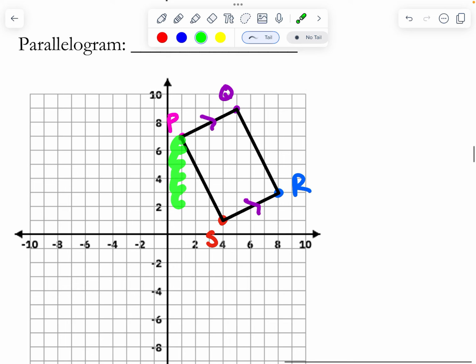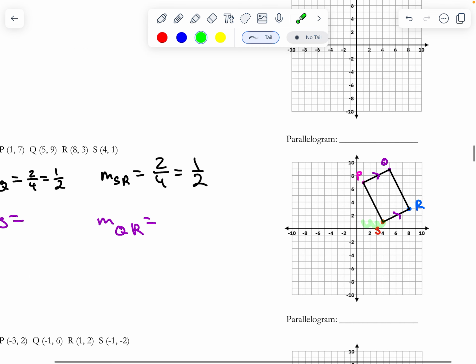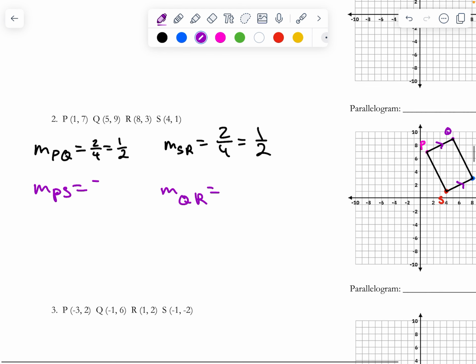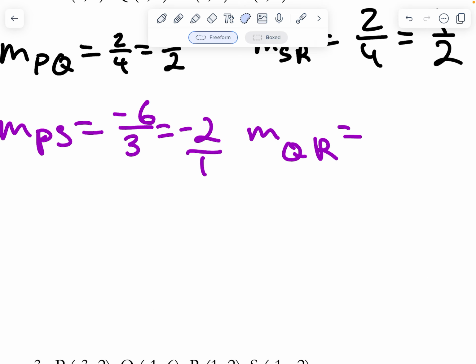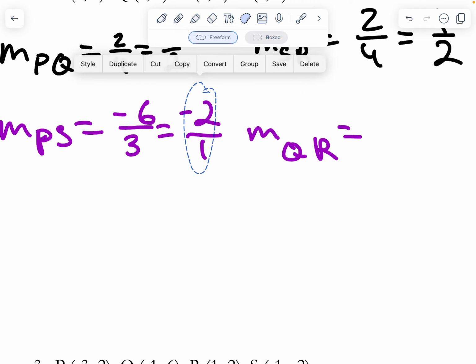1, 2, 3, 4, 5, 6. That's minus 6 over 1, 2, 3, over 3. So my slope here is negative 6 over 3, which means that my slope is negative 2, or negative 2 over 1. Now I'm going to go ahead and place that over 1 there because it's going to be important later. But generally, you don't have to.